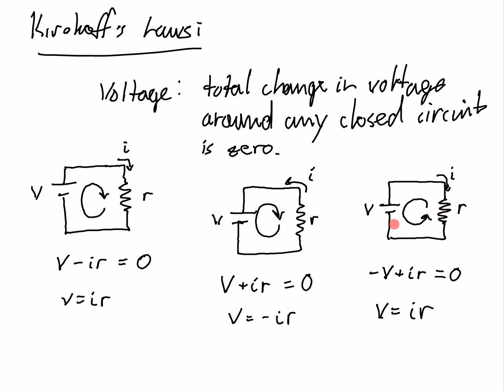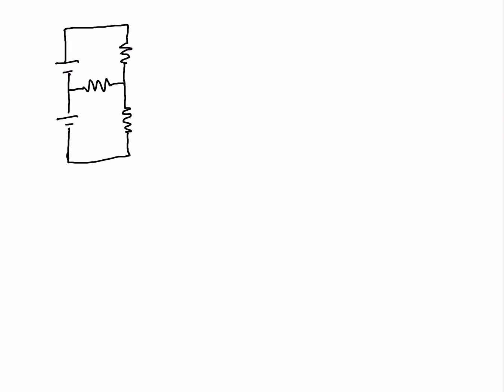It's another sign convention. So when we reverse it, it reverses both signs, and this has no effect on the meaning of the equation overall. We just have to make sure that we apply that sign convention to every element in the circuit. Let's do an example problem to practice applying Kirchoff's laws.